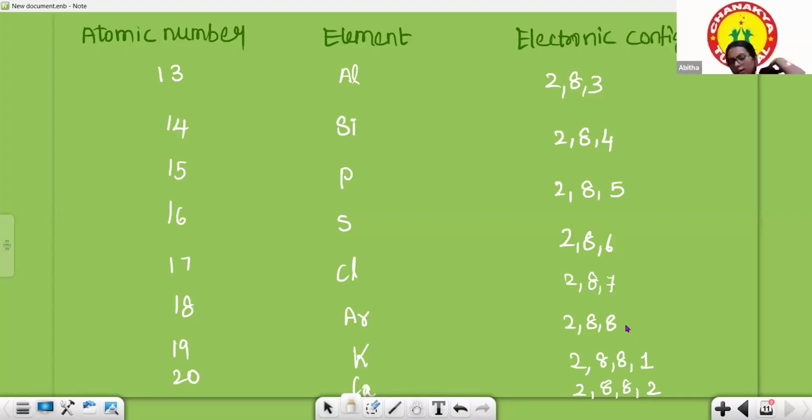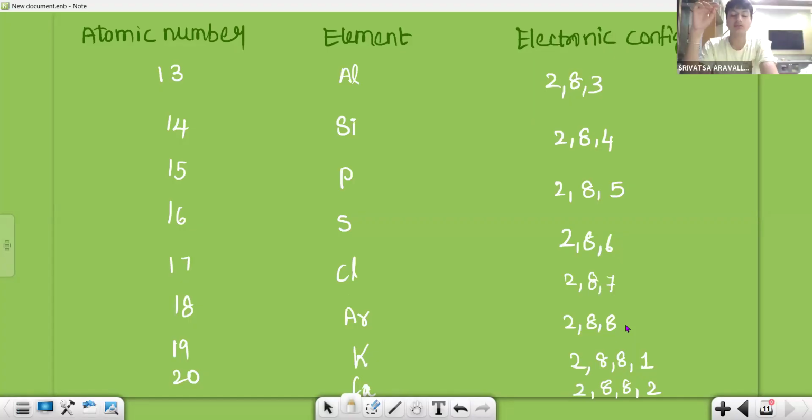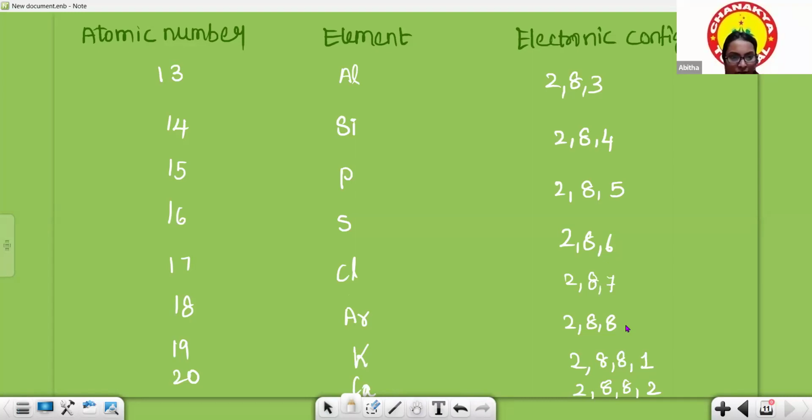Okay, clear with the electronic configurations. In the next class, before coming, please memorize all of these, because we are going to learn the diagrammatic representation of all these electronic configurations. Okay, ma'am.